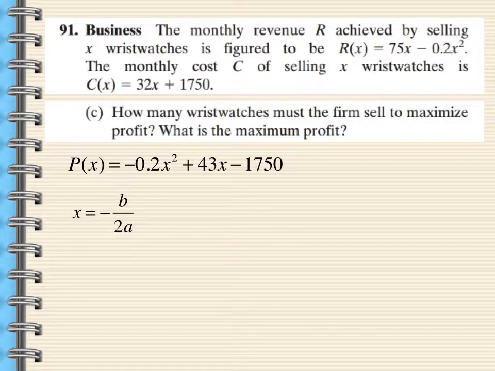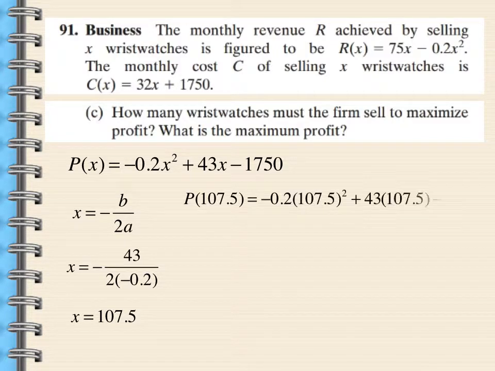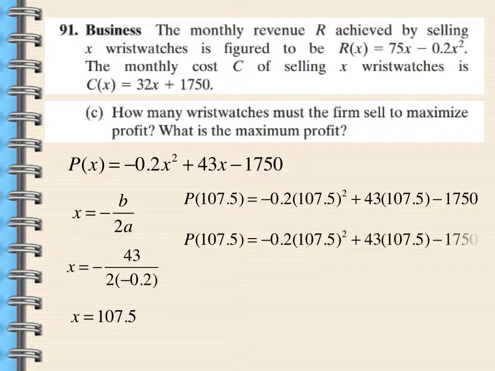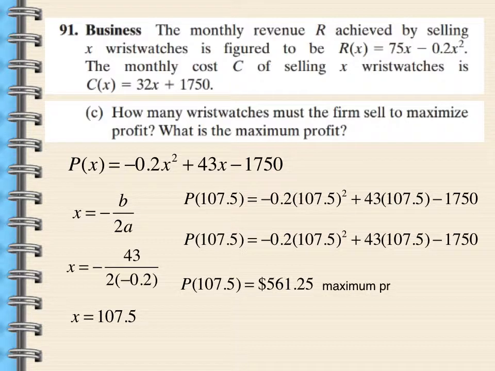Well, again, we'll use our formula for the x-coordinate of a vertex, the opposite of b over 2 times a, and we'll simplify that expression. And we know that 107.5 wristwatches must be sold to maximize profit. What is the maximum profit? We substitute 107.5 into the P(x) equation, and we get a much lower number than the maximum revenue. We get $561.25 as the maximum profit. So you recall that the maximum revenue was very much larger than this.